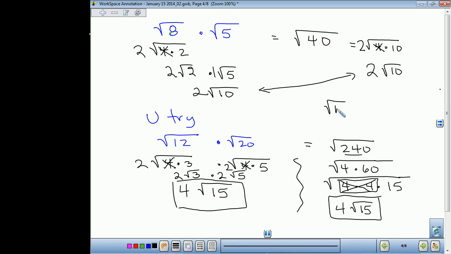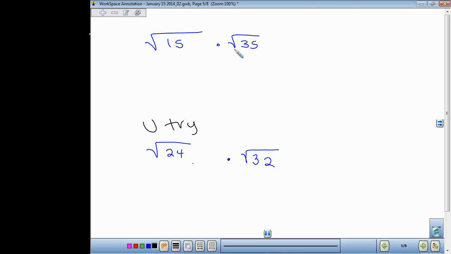Anytime you have a radical times itself, it equals what's under the radical. So the square root of 4 times the square root of 4 is just 4. Because the square root of 4 times the square root of 4 is the square root of 16. And the square root of 16 is 4. So anytime you have a radical times itself, it just equals what was under the radical.